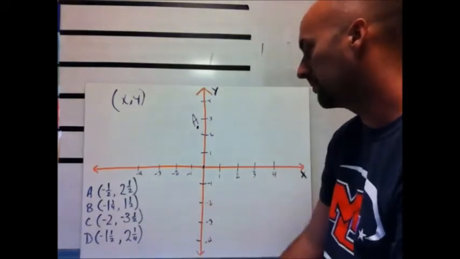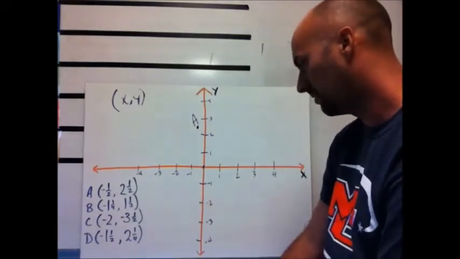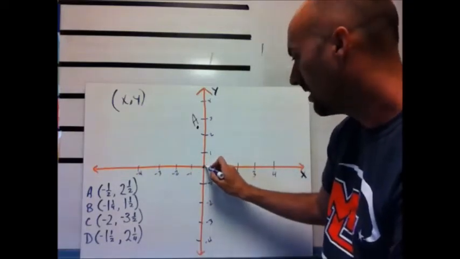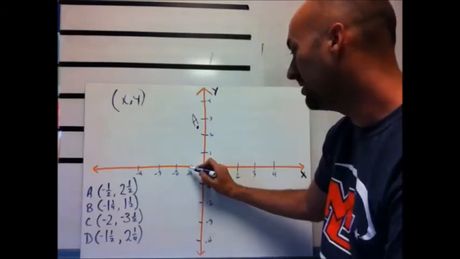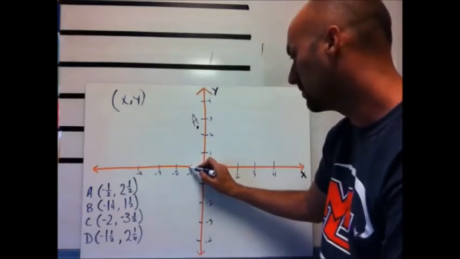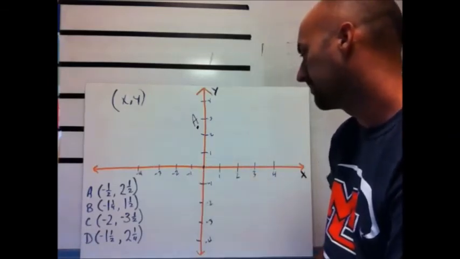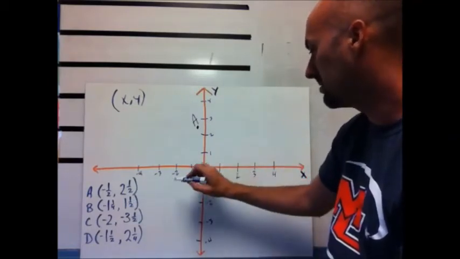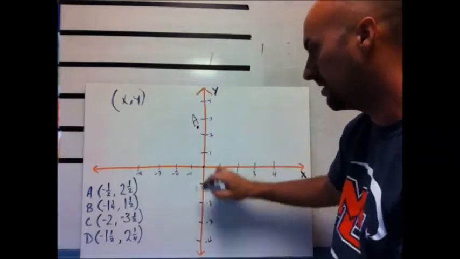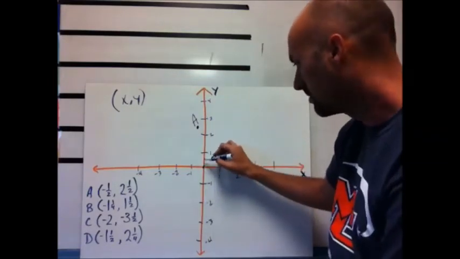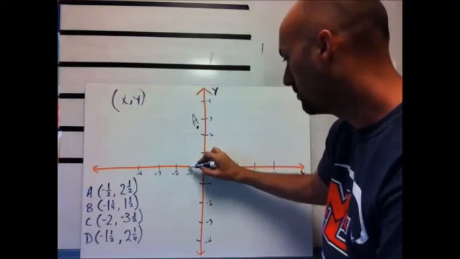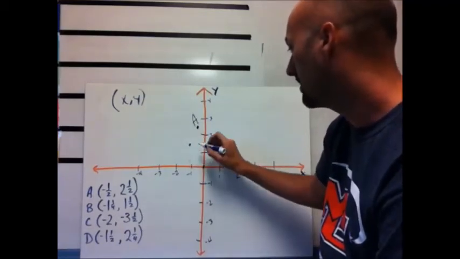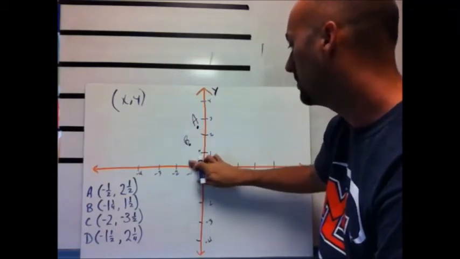Okay, let's try point B: -1 and 1/4. So X is first, left, right. I start at the origin, I go to -1, but I need to go just a little bit further to 1/4. So that's about right there. And then 1 and 1/2. Well, that's positive, so I'm going to have to go up. My second number is always up, down. So there's 1 and 1/2, and where those two meet is right there. Point B.